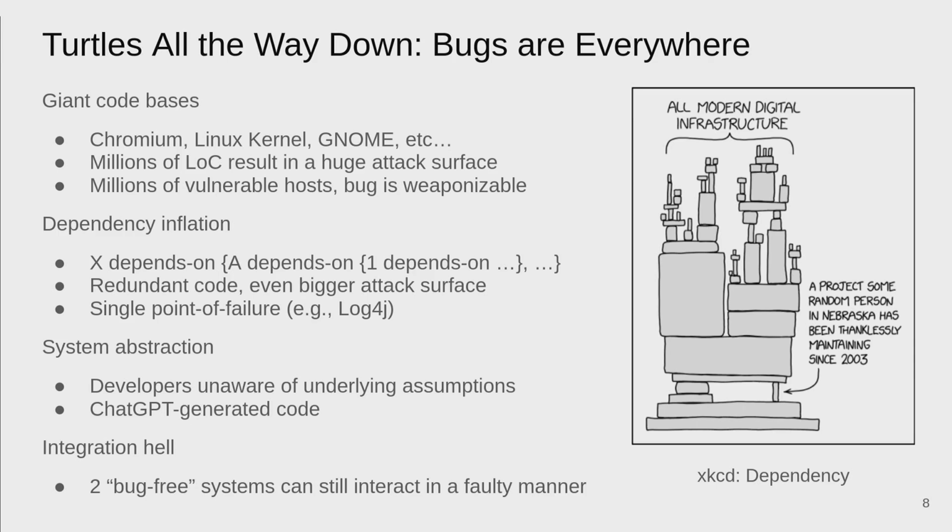There are also possible integration issues. When two systems are being connected, even if the two systems are correct or bug-free, the interaction between the two systems can be buggy, right? So there could be issues with the API that you're using, where you're violating some form of API contract.